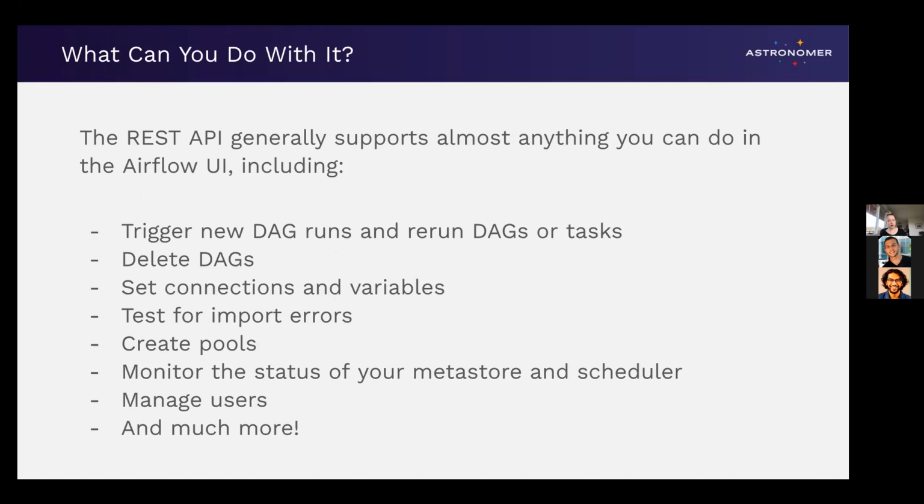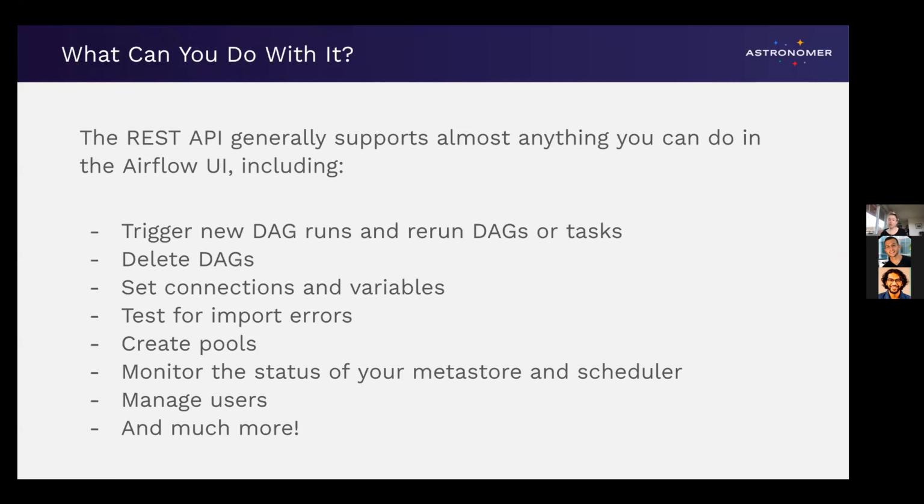Which brings me to our next slide: what can you do with it? In general, the REST API is going to support almost anything you can do in the Airflow UI. This is not a complete list here. I'm going to keep referring back to the documentation throughout this, which is going to show you all of the endpoints that you can access. I highly recommend going through it for discoverability, and we'll do a little bit of that here. But some of the things that you can do that are super common with the API, other than the first one, none of these were possible with the old API.